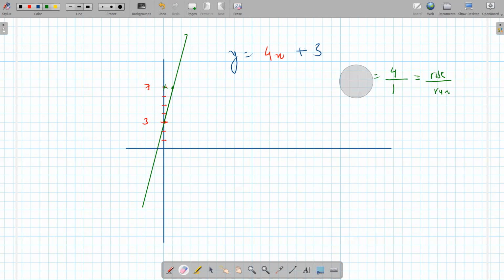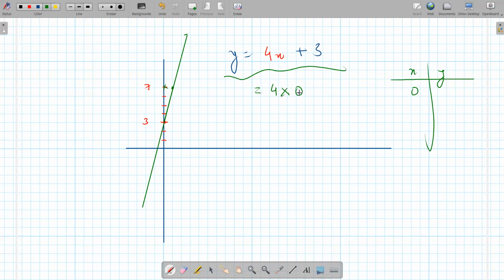But you could do this another way by making a table of values. And again, you just need 2. When x is 0, what is y? In this equation, if x were to be 0, what would the y value be? So you have 4 times 0, yeah? Plus 3. What does this equal? 4 times 0 is 0, so it's just 3. Right? There we go, 0, 3. You see, notice that was our first point here anyways.